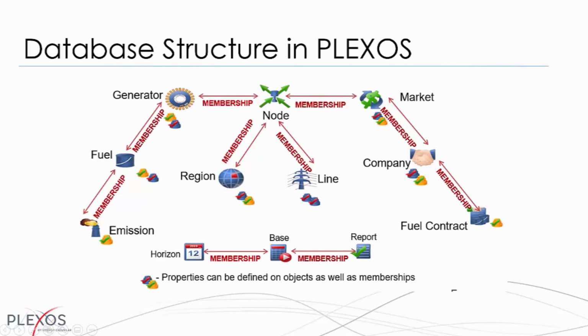So now after returning from exercise 0, this illustration shows the membership created between the generator, fuel, emissions, the nodes and generator. We can create a membership between the node and market, between market and company, and fuel. We see that the model base is connected to the report with membership and with the horizon as well. Properties can be defined on objects as well as memberships.